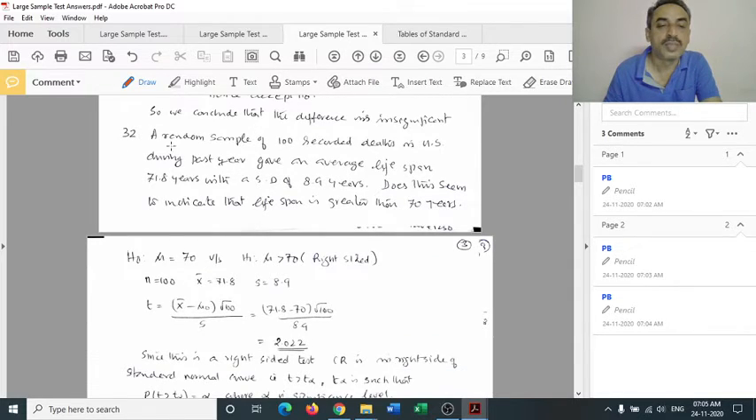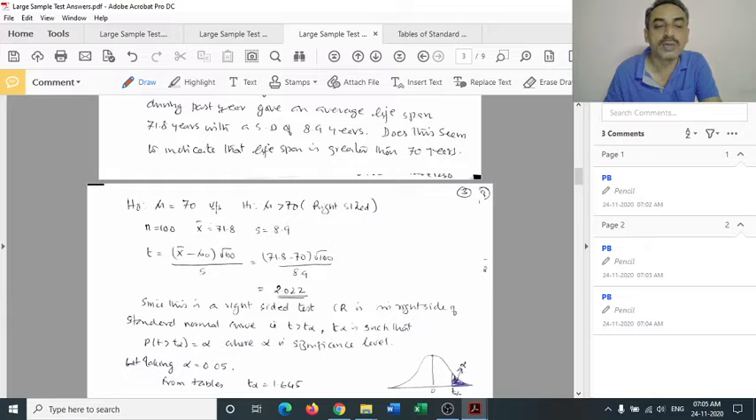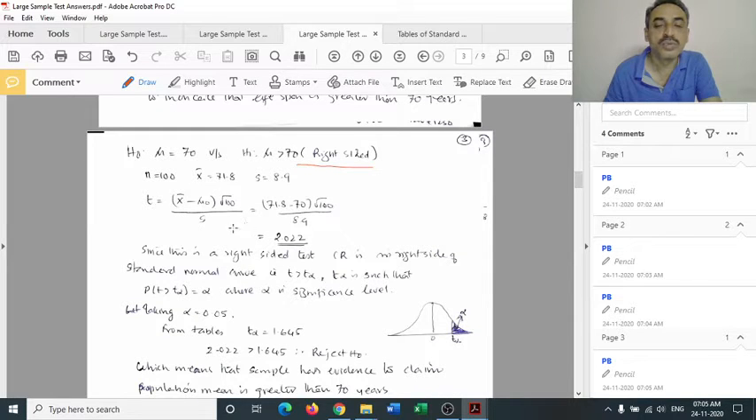Now next is number 32. A sample of 100 recorded deaths in the US during the past year gave an average lifespan of 71.8 with standard deviation of 8.9 years. Does this indicate the lifespan is greater than 70 years? So this is mu equal to 70 against mu greater than 70, a right-sided test. Sigma is unknown, but we can comfortably replace sigma by S and take the same statistic. On substitution it is 2.022.